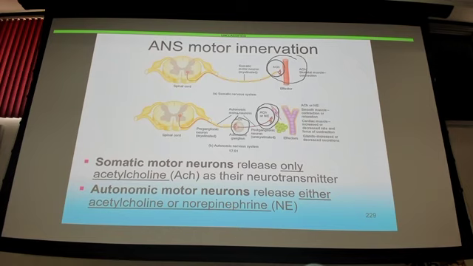I like that. All preganglionic axons are myelinated. All postganglionic axons are unmyelinated. All somatic motor neuron axons are myelinated.